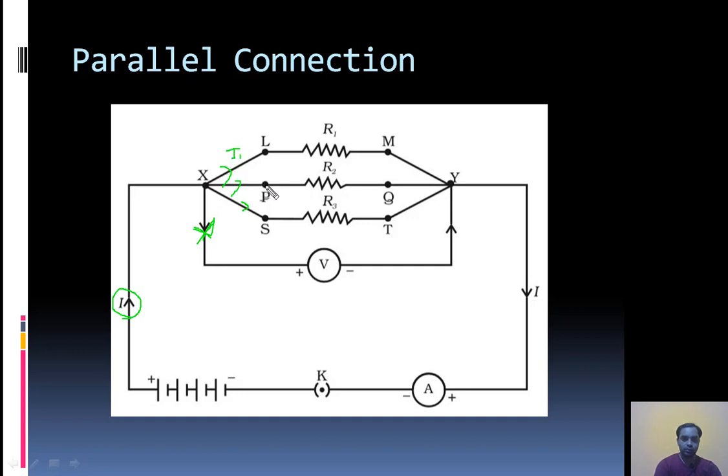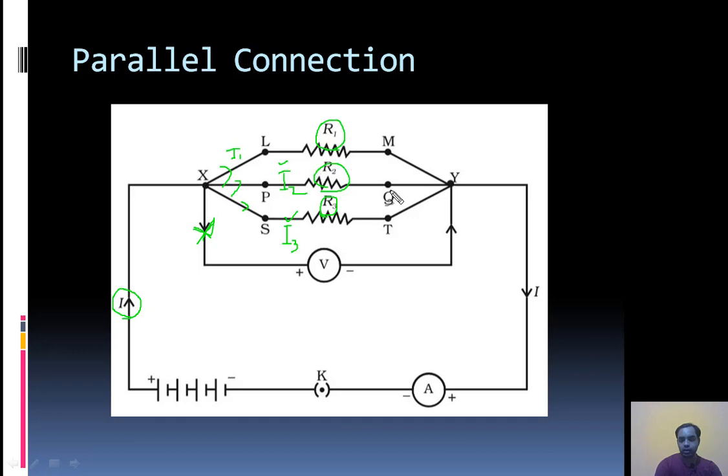I1 current is flowing. Here in the second line, that is in this resistor R2, I2 current is flowing. Here with R3, I3 current is flowing. So through the first resistor R1, I1 current is flowing. Through the second resistor R2, I2 current is flowing. Through the third resistor R3, I3 current is flowing.